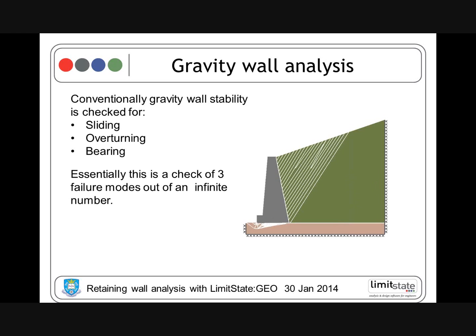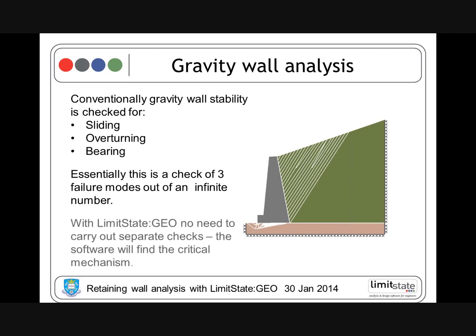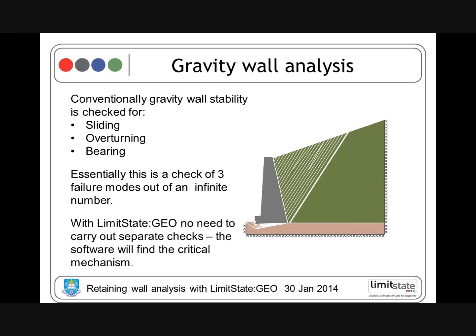Clearly you might also want to consider global collapse, which doesn't really involve the wall, but the failure mechanism effectively bypasses the wall. With the software, there's no need to carry out these separate checks. You can let the software find the critical mechanism, which may be one of those three, or as I've said, a mixture of those failure modes.